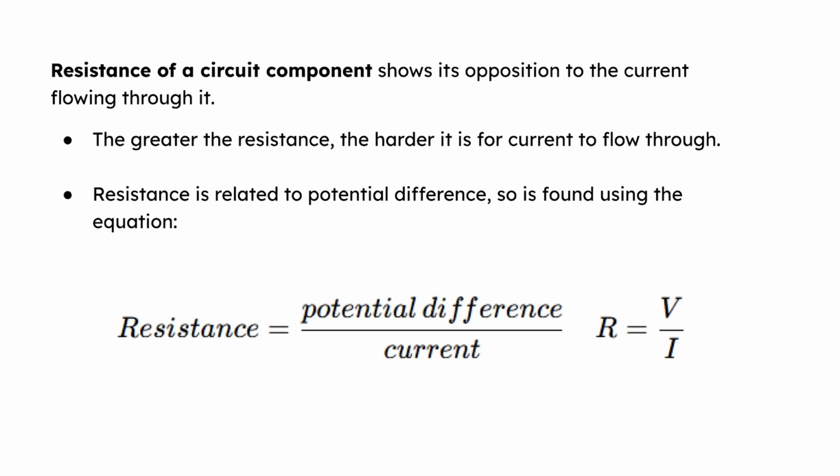Resistance of a circuit component shows its opposition to the current flowing through it. This means that the greater the resistance, the harder it is for current to flow through. The resistance is related to potential difference, so it's found using the equation resistance equals the potential difference divided by the current, and we can represent that using the symbols R for resistance, V for potential difference, and I for current. So R is equal to V over I.